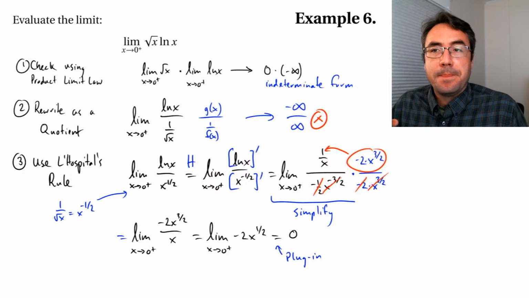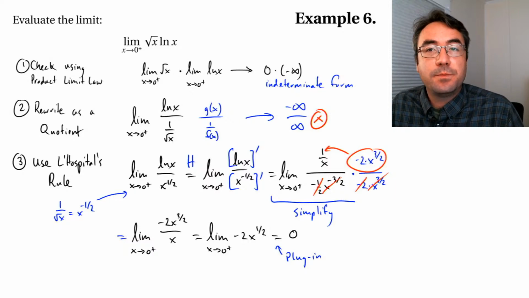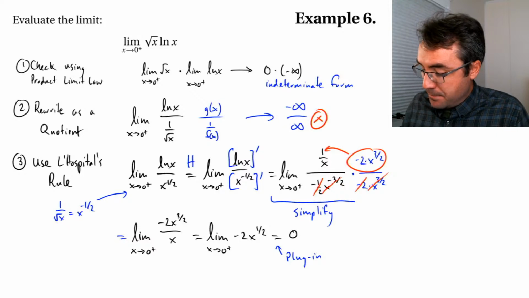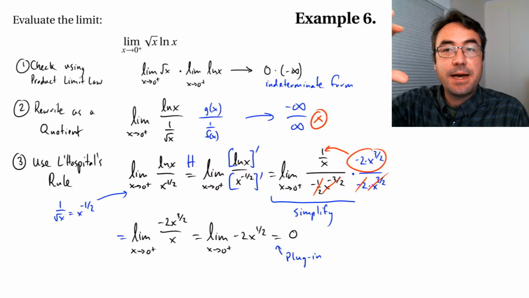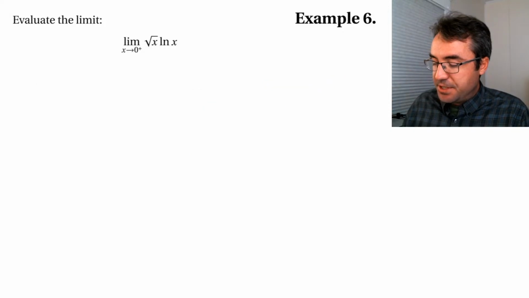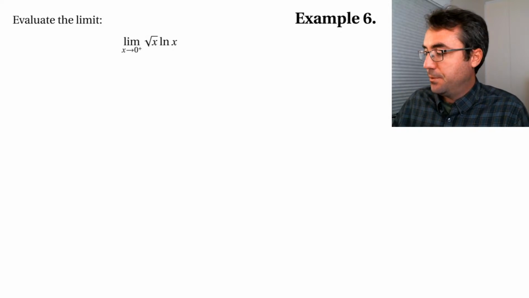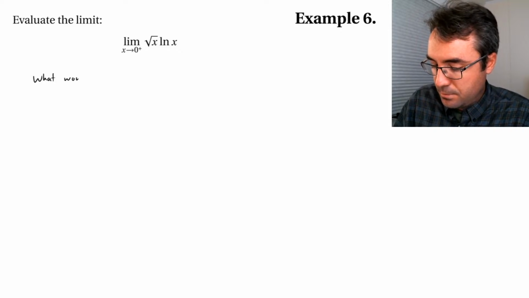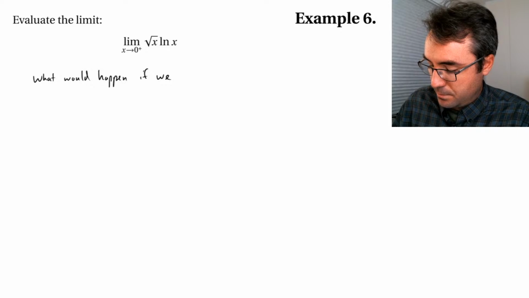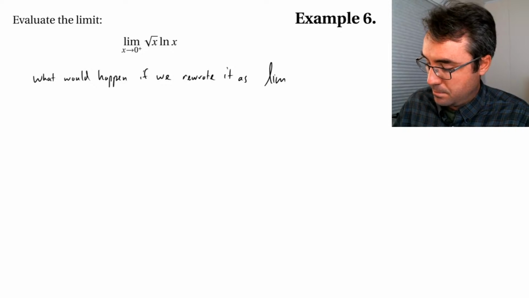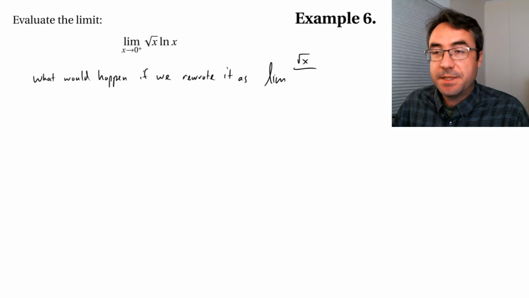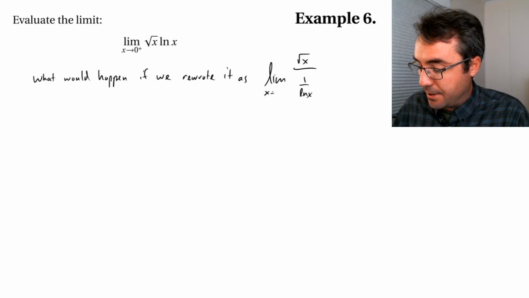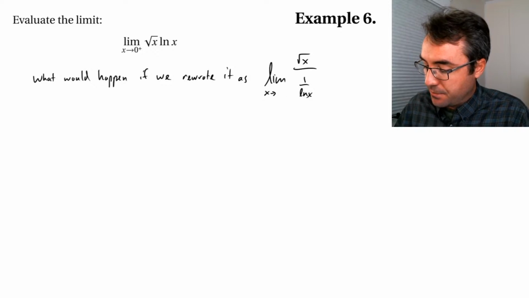All right, so that's an example of rewriting a product as a quotient. And we made the choice of keeping natural log on the top and then doing 1 over x in the denominator. Let's just see what would happen if we reversed it. So we do have an option here. We could keep the square root x in the top and then do 1 over natural log x in the denominator. And we're doing the limit as x goes to 0 from the right.